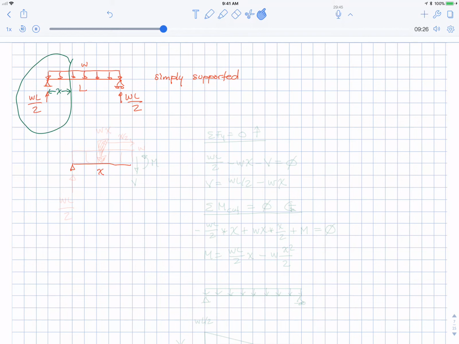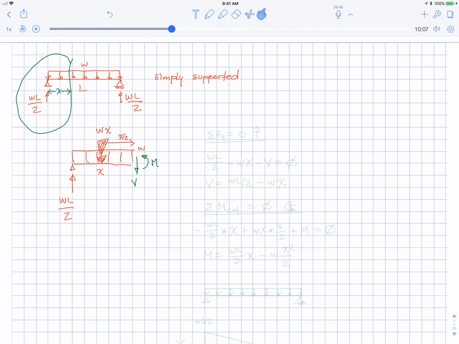Okay. There's the distance X. Here's this load W. That reaction is WL over 2. And the resultant force is the area of that rectangle, or W times X. And it's at the center of the rectangle, which is X over 2. Next, we need to draw in the shear and the moment in the positive sense. Remember, down on the right is positive for shear, and smiley is positive for moment.